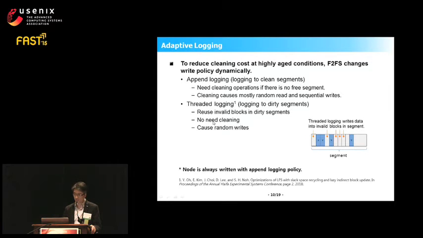The write amplification factor, which is defined as the ratio of actual written data versus the user data, may go high, but the write amplification factor is restrained and kept as low as possible by using adaptive logging.